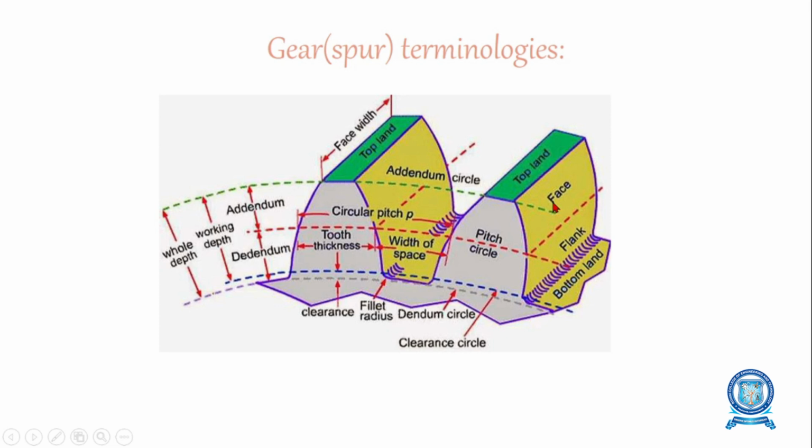This face is placed between the addendum circle and pitch circle. Next one is flank. This flank is placed between the pitch circle and the root circle or dedendum circle.